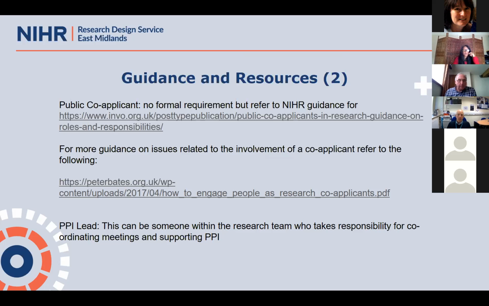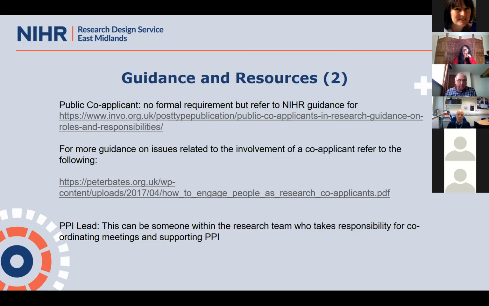Just as an example, public co-applicants can attend meetings to shape and inform the direction of the research, oversee its progress, contribute to its delivery, represent it to other agencies, external agencies, and disseminate your research findings. And they can also act as a liaison between the PPI advisory group and the research team. The exact roles of the co-applicant, as I said, will need to be discussed between yourselves, with the PPI advisory group, the public co-applicant, and the research team.